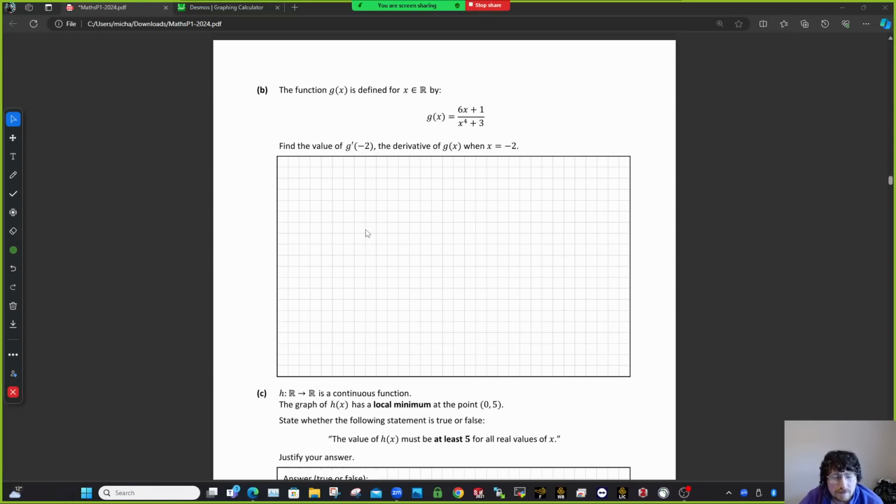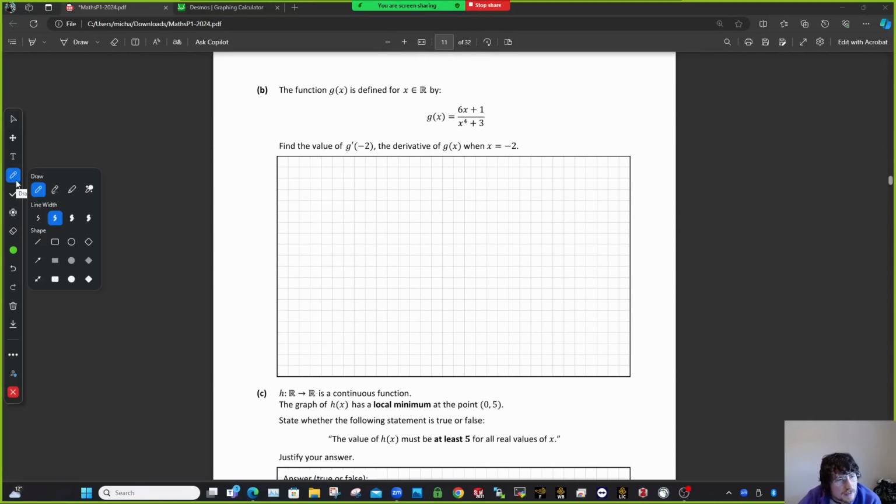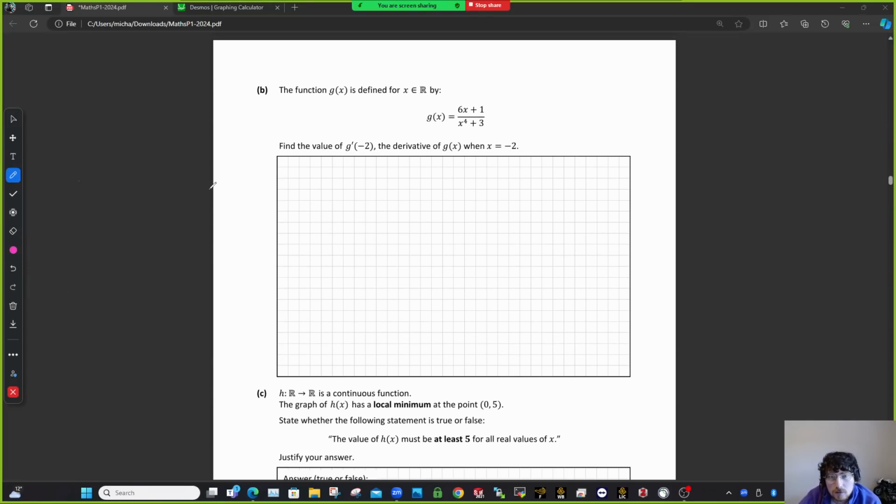Easy marks, very easy. This was a tough one. It's a quotient rule, but it's a pretty involved quotient rule. And then you have to sub the value in. So a lot going on, a lot going on. So you call your u equals 6x plus 1. But it's easy to pick up marks in a question like this. You just be neat.